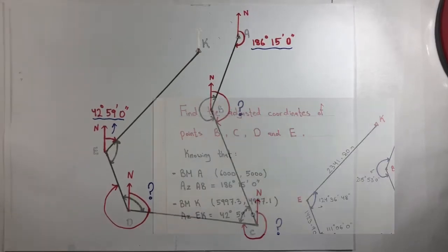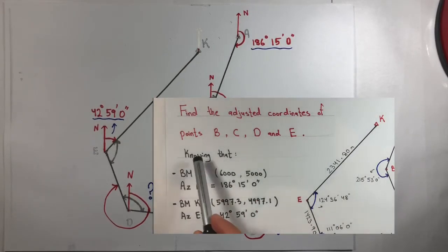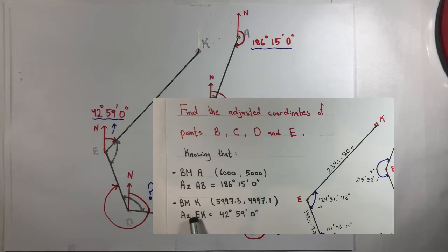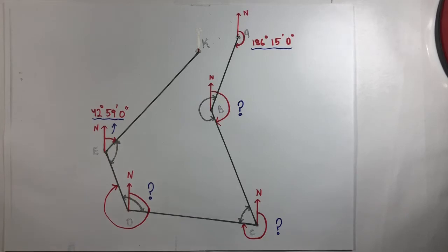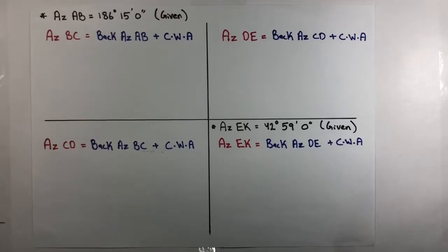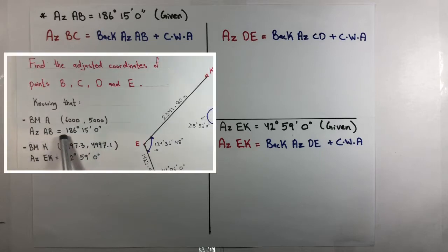By going back to the question first, we can see that there are two azimuths given to us, azimuth of line AB and azimuth of line EK, and we are required to find the azimuths of the three lines BC, CD, and DE. To find out the unknown azimuths, I prepared this page. I wrote the given azimuths of AB and EK here in my page in black color.